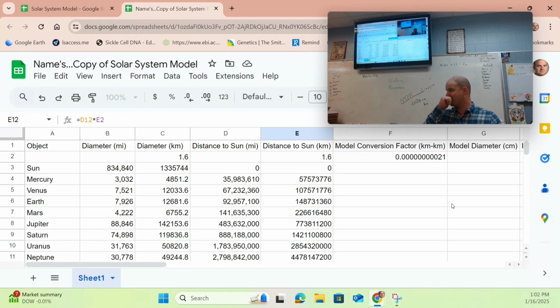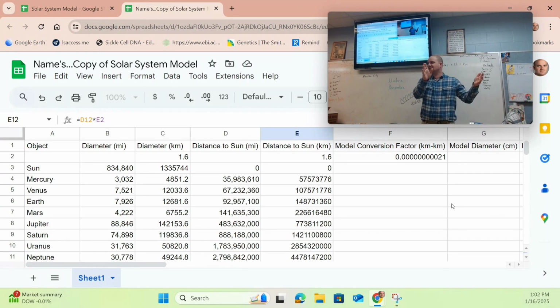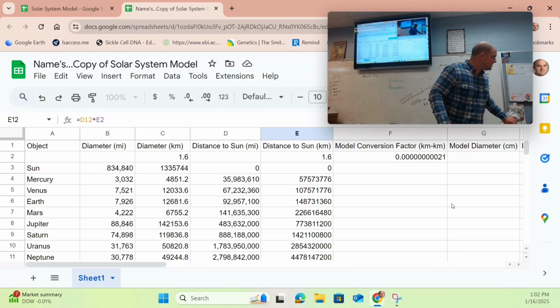Everybody there? Okay, now listen carefully. All we have done thus far is take the size of the sun in one unit and describe the exact same size of the sun and the planets and everything in a different unit. We haven't actually scaled anything down yet.